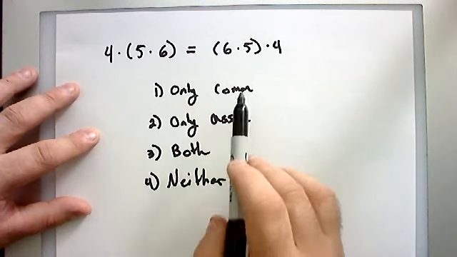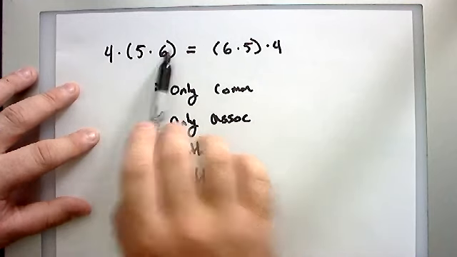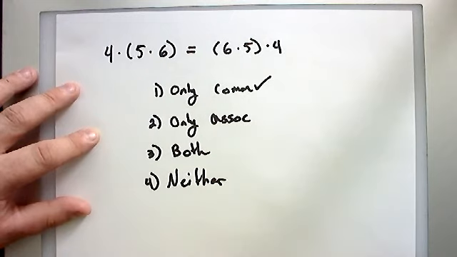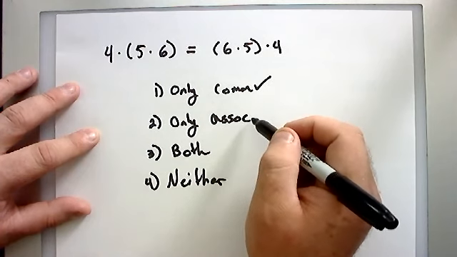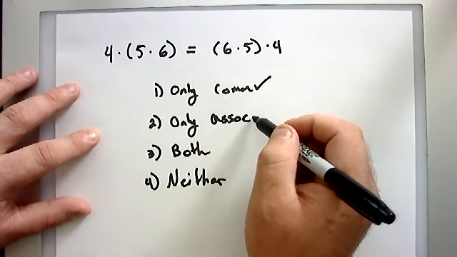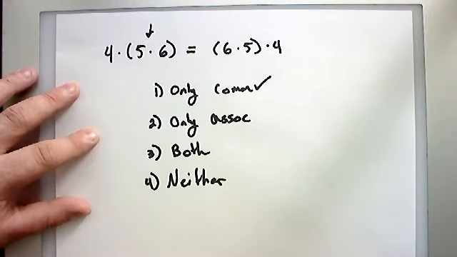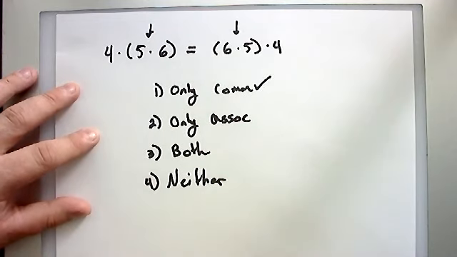Well, think about it. Did they commute? Commutativity means the order of the numbers changed. We had 4, 5, 6, 6, 5, 4. So definitely commutative. Maybe not only, but definitely at least commutative. Did it associate? Did the numbers that are associated together change? 5 and 6 are associated together here. Those are the ones we do first here. What would we do first on the right side? Well, the same numbers, yeah? It's still 5 and 6.